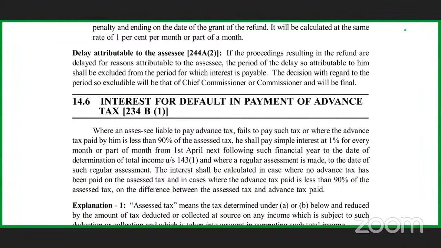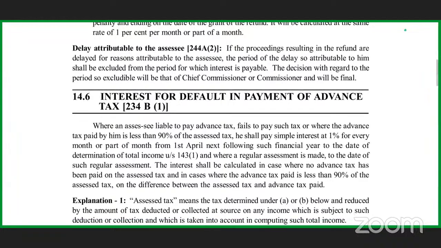Interest for default in payment of advance tax. Actually, every individual has to pay the advance tax, and if they fail to pay it and whatever is paid is less than 90% of assessed tax, then there will be an interest of 1%, which they have to pay on whichever the default of payment is there on advance tax.